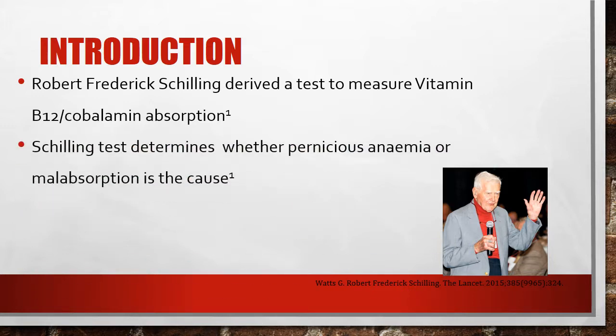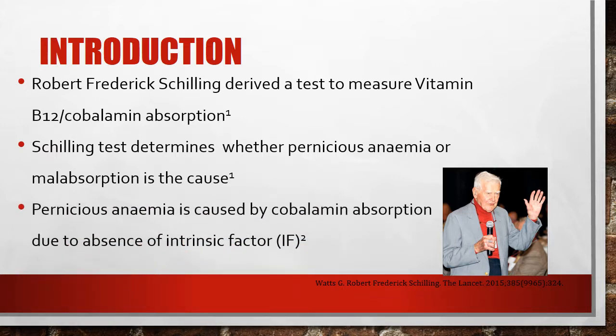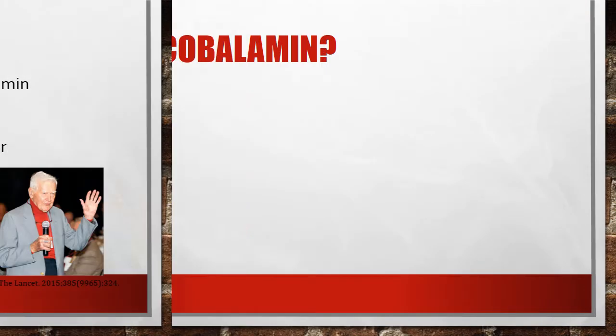The Schilling test, as he called it, therefore determined whether the cause of the cobalamin deficiency was due to pernicious anemia or other reasons such as malabsorption. Pernicious anemia is an autoimmune disease state caused by the lack of cobalamin absorption in the body. This is due to the absence of the intrinsic factor, which is produced by the parietal cells of the stomach.